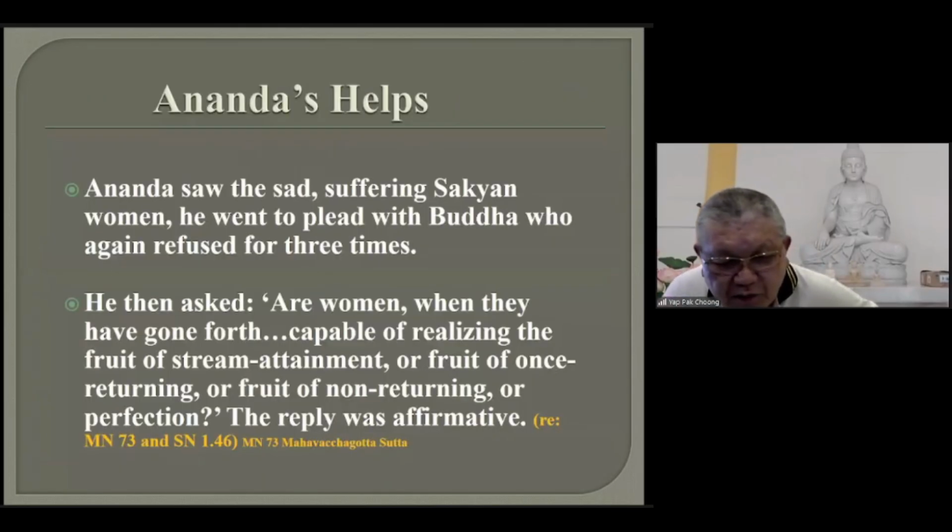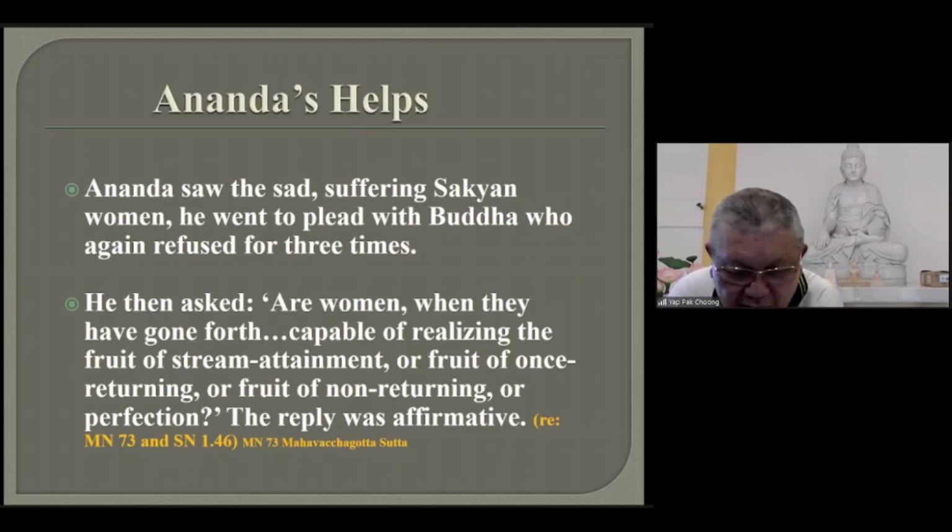So come back. Just now we mentioned that the Sakyan followers and Prajapati Gautami reached the pinnacle hall and stood outside the gate. Ananda saw them, saw the sad, suffering Sakyan women. He went to them and first asked why, what they wanted. Then they said they wanted to request Buddha to allow them to go forth, to be ordained as nuns. Before that, she was rejected three times. Now he comes back and requests again. So Ananda saw them and went and asked Buddha.